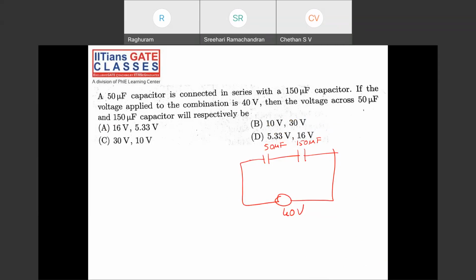Option A, B, C, D. Find V1 and V2. Similar to Option one, option C, right? See directly, if you observe this, you can write something like this. V1 is equal to, sorry, total voltage multiplied by the opposite capacitance divided by total.